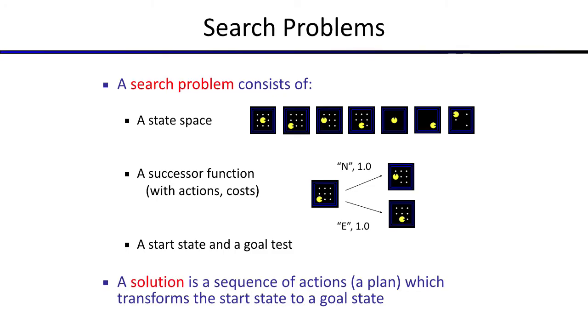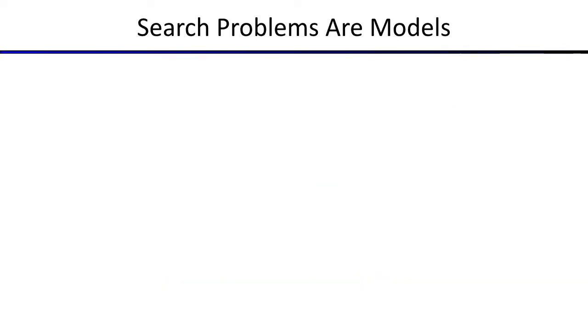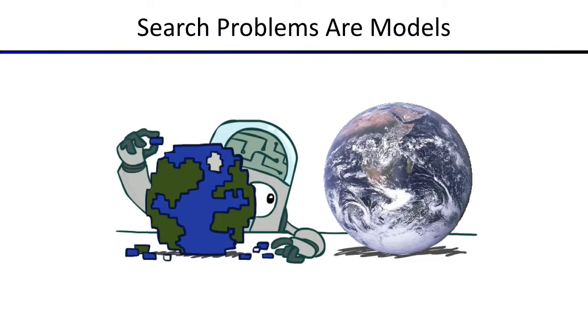And then a solution, which is what these algorithms will return, is a sequence of actions, a plan, that transforms the start state to some goal state. What's important to remember is that search problems are just models, which means when you're trying to solve real-world problems with these, they generally will not be perfect. If you run into weird solutions that don't make sense in the context of your real-world problem, it's much more likely that there's an issue with the way you're modeling the problem than in one of the search algorithms.